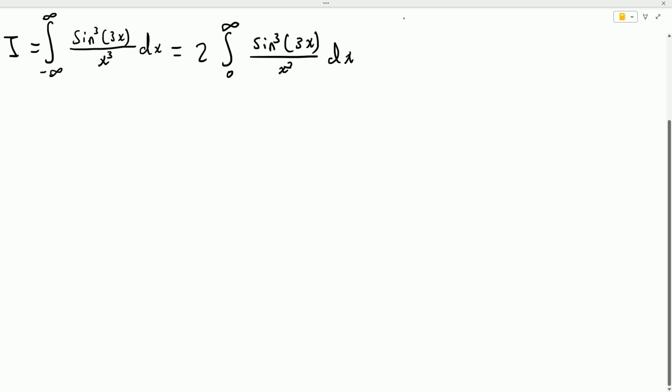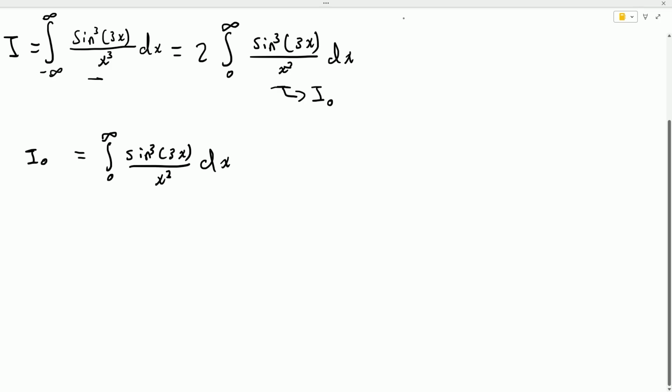And so to evaluate this integral right here, we need to evaluate this one. So let's call this one I sub 0. And so now we have I sub 0 equal to the integral from 0 to infinity of sine cubed 3x all over x cubed dx. So what now? How do we continue from here?